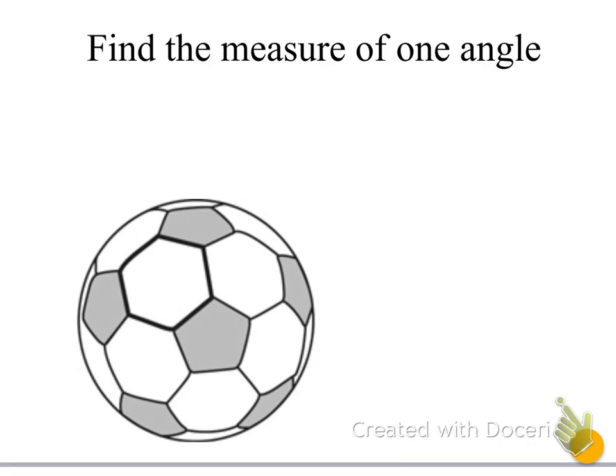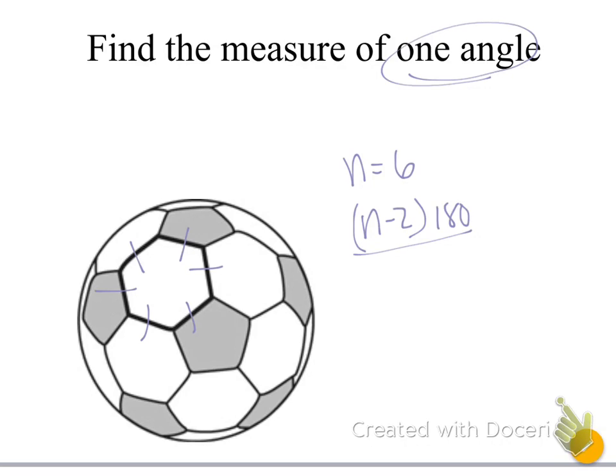Okay, so find the measure of one angle. So first I need to find the number of sides in this. So I have 1, 2, 3, 4, 5, 6. So my n is 6. And then I'm finding one angle. So I'm using my n minus 2 times 180 divided by n to divvy it up and find one of them.